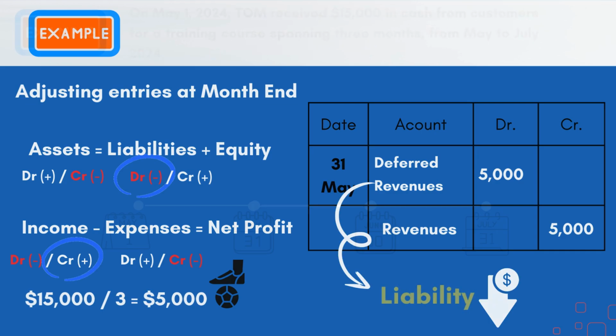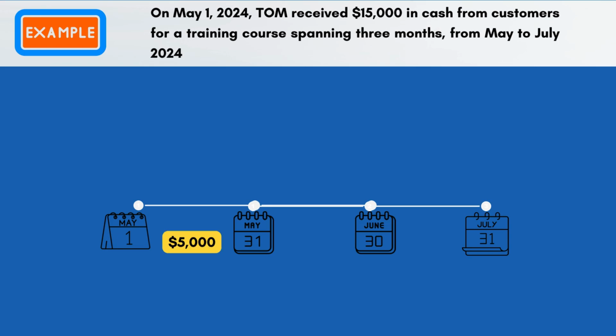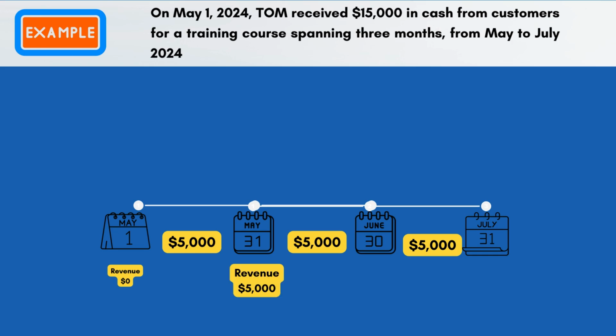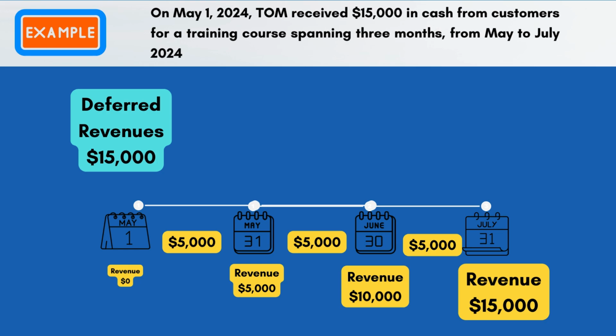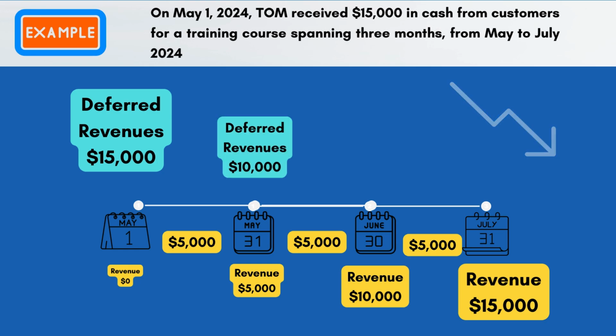To summarize this case, the revenues in question would be evenly earned over the span of 3 months, from May to July, resulting in $5,000 per month. As a result, the deferred revenues, which are accounted for as a liability, would gradually decrease from the initial amount of $15,000 on the first day, reducing by $5,000 each month.